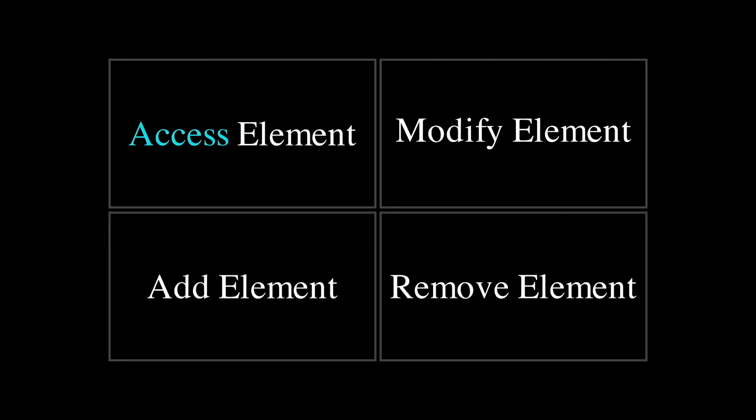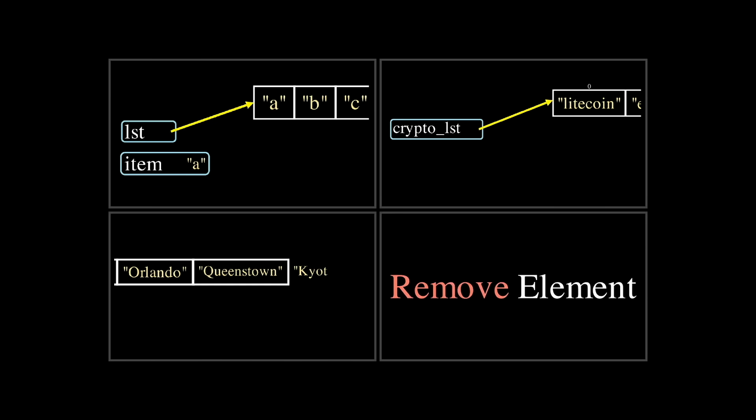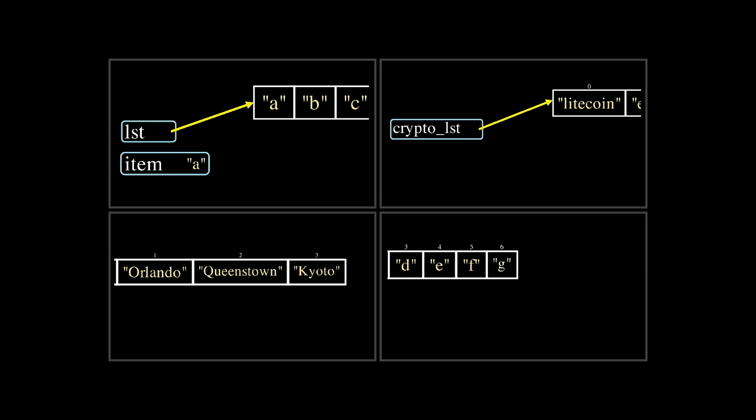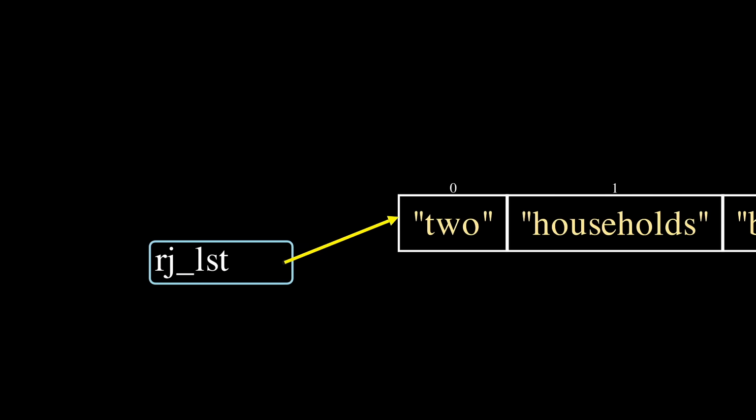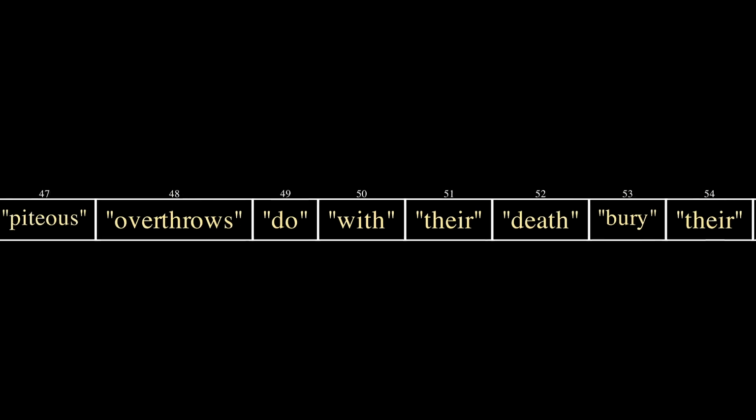Even after learning those 4 primary operations, you might still feel there's nothing that special about a Python list. So it's time to expand our imagination to something bigger. How about a Python list that contains every word in Romeo and Juliet?